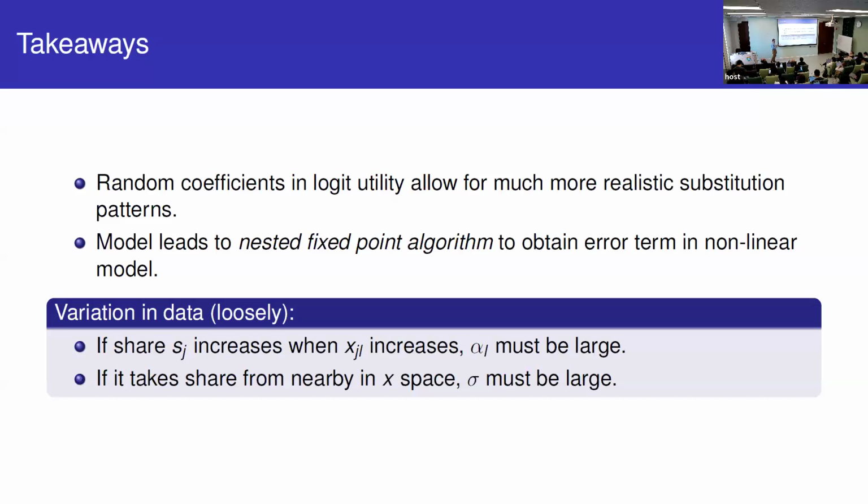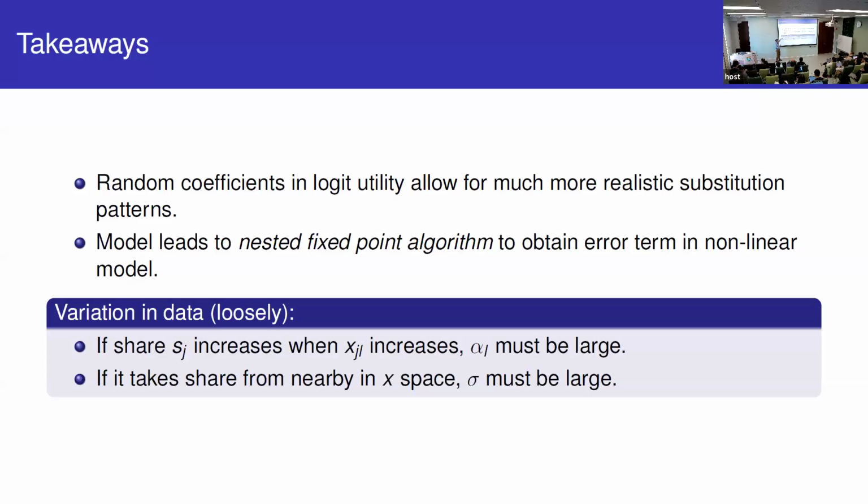So we'll see that people who buy big cars substitute to other cars that are big, because the reason they bought the big car in our models is that they drew a high nu for big. So when you take away or raise the price of one big car, they substitute to another big car. The model is going to lead to a nested fixed point algorithm to obtain the error term in this kind of nonlinear model, and that's where some of the numerical problems with BLP come from.